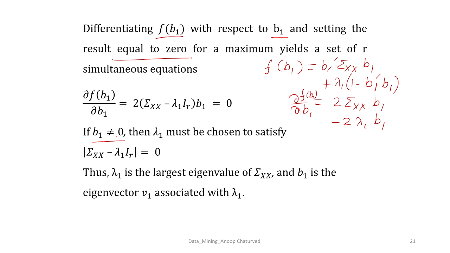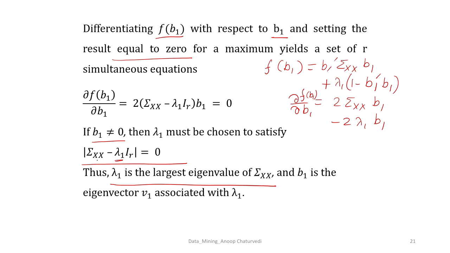Now, if b1 is not equal to 0, lambda 1 must be chosen to satisfy this condition: determinant of sigma xx minus lambda 1 I r equal to 0. So, lambda 1 is the largest eigenvalue of sigma xx. So, we take this lambda 1 as the largest eigenvalue of sigma xx. Ultimately, the solutions for this equation are the eigenvalues of sigma xx.